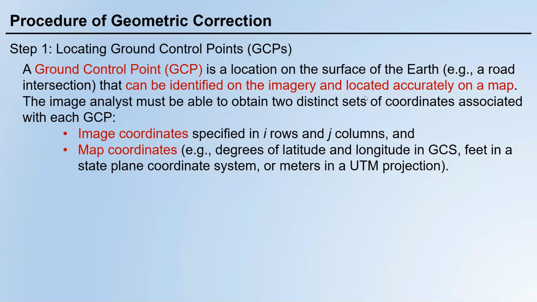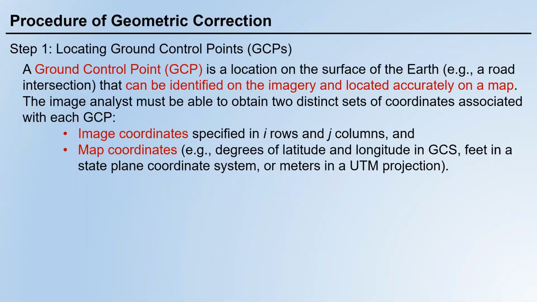Now let's discuss specific steps for geometric corrections. Okay, so the first step, I personally consider this as the most important step, is called locating GCPs. So a GCP or ground control point is a location on the surface of the Earth that can be identified on the imagery and located accurately on a map.